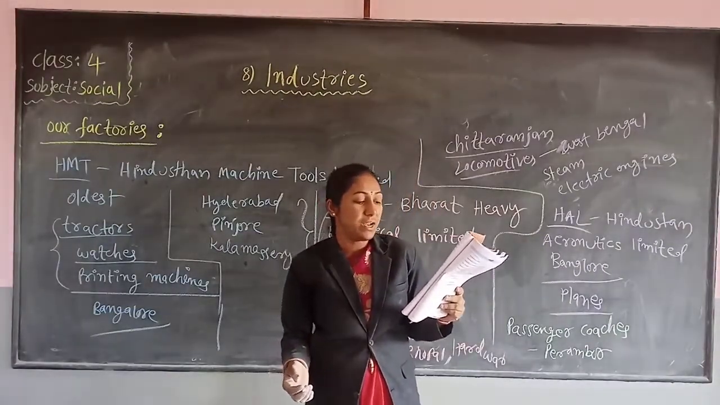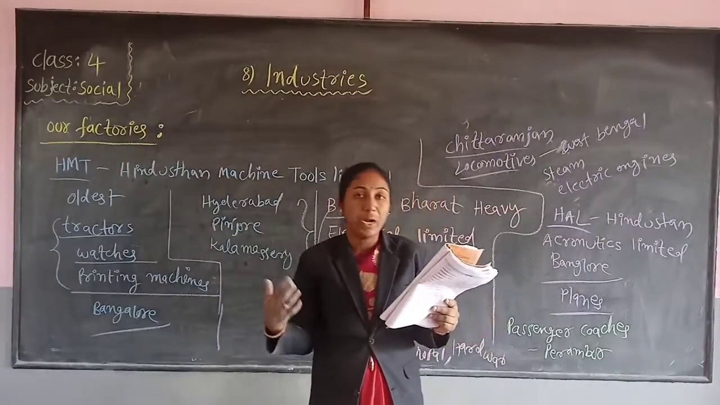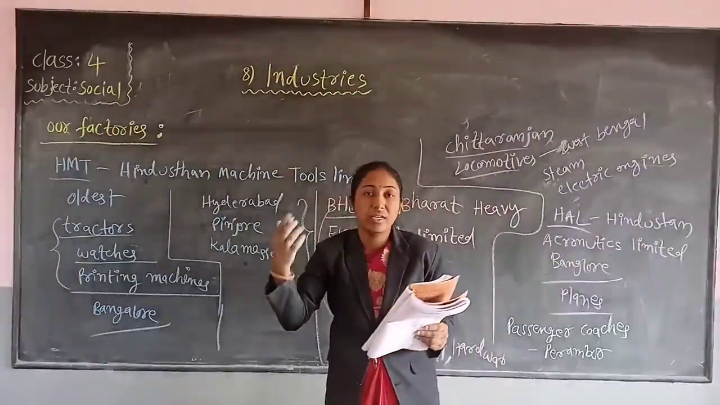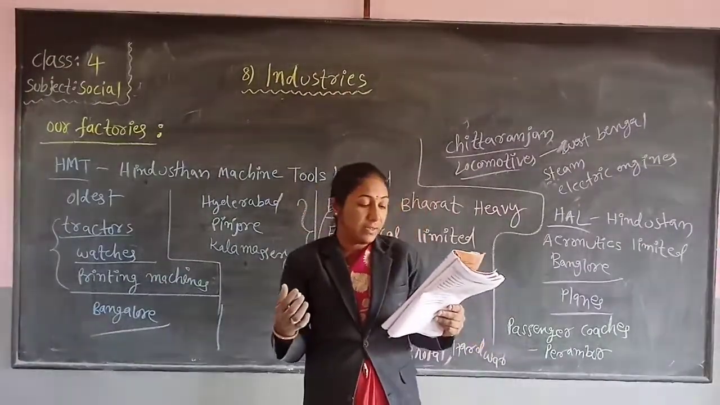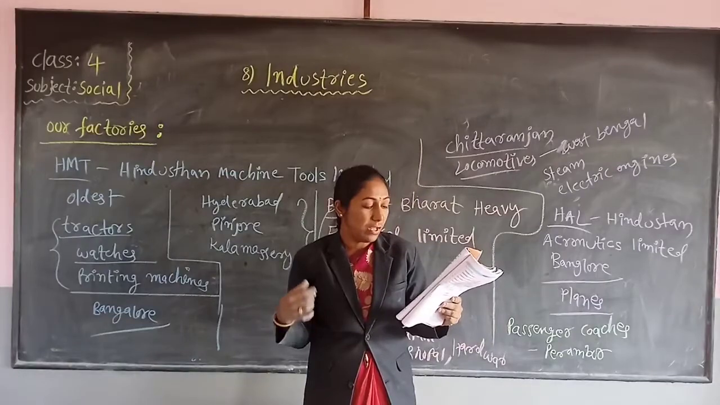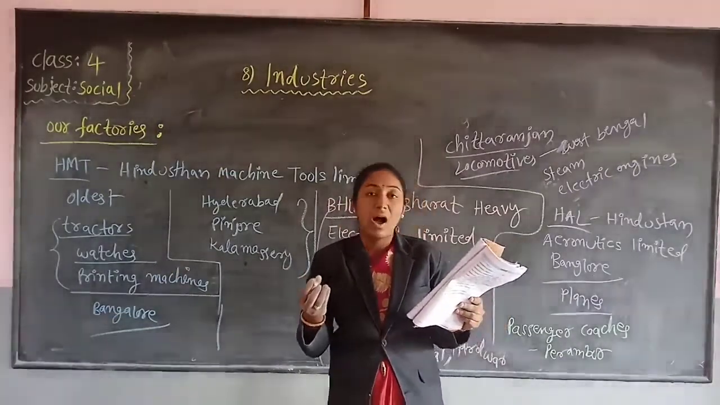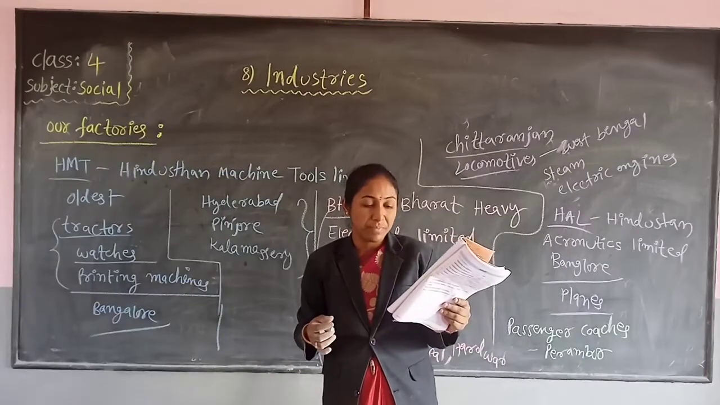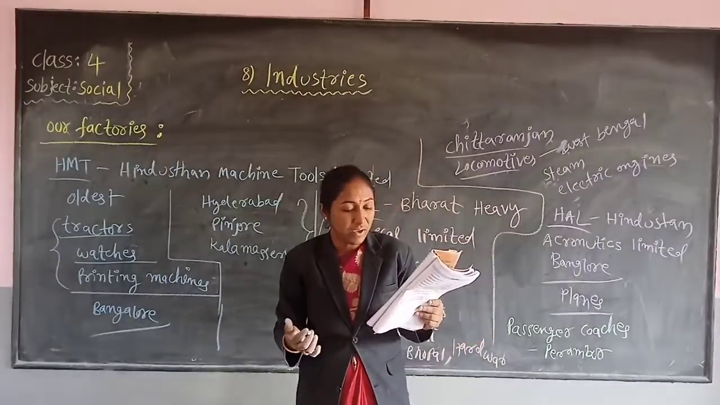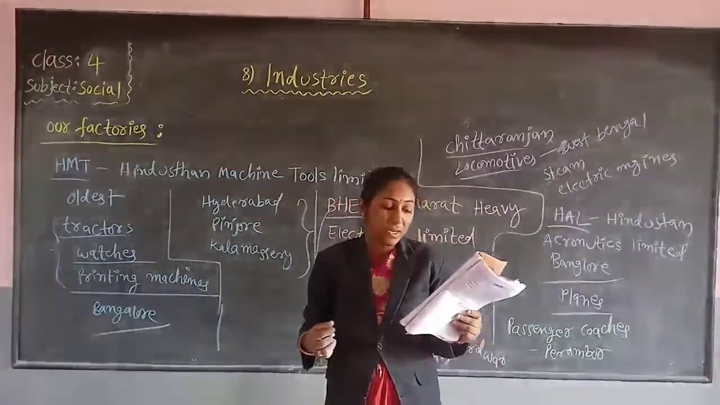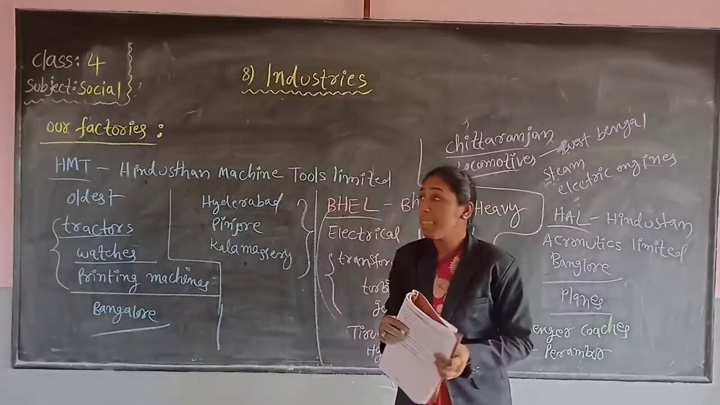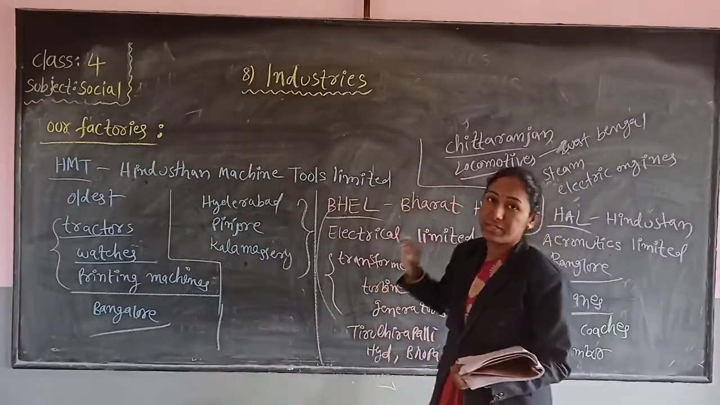When a country's agriculture and industrial production increase, there are many advantages. The country's progress increases. First of all, more goods become available at low cost. Secondly, the standard of living of the people rises. Thirdly, worldwide recognition and support is received. Our country has made tremendous progress in the field of industry. So this is the lesson about industries.